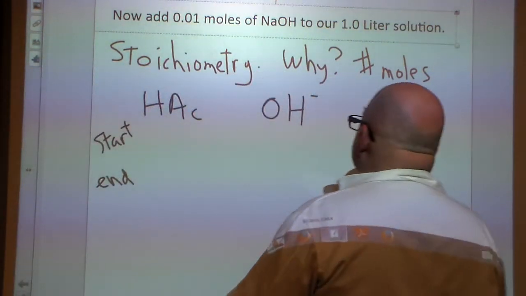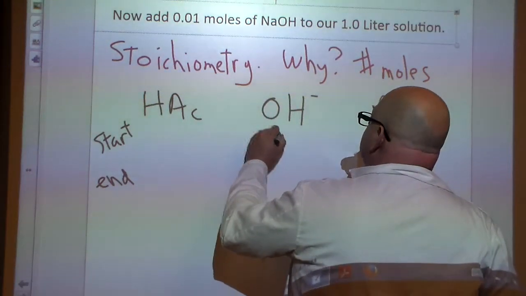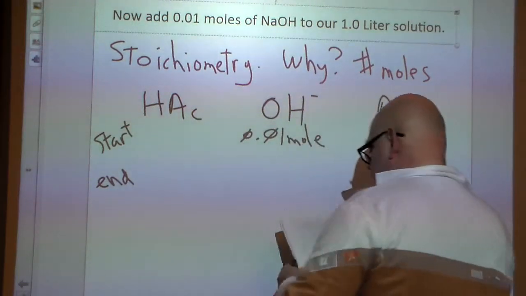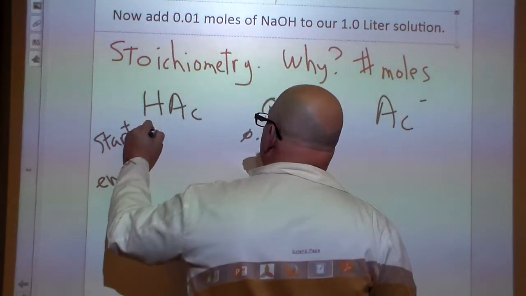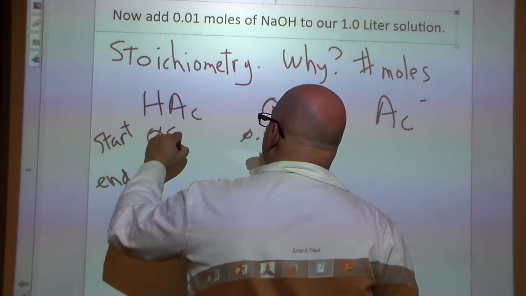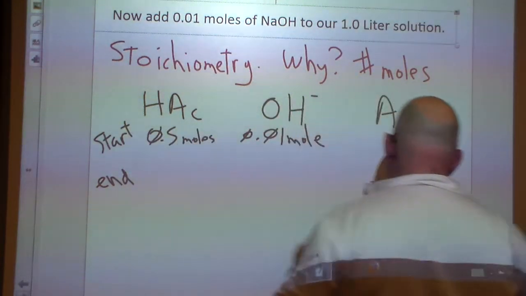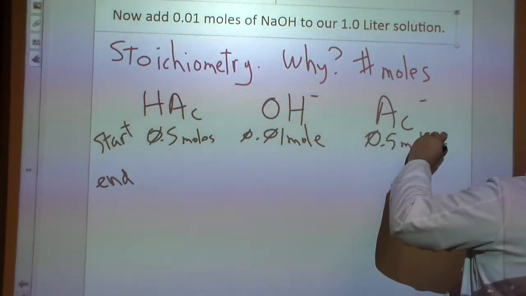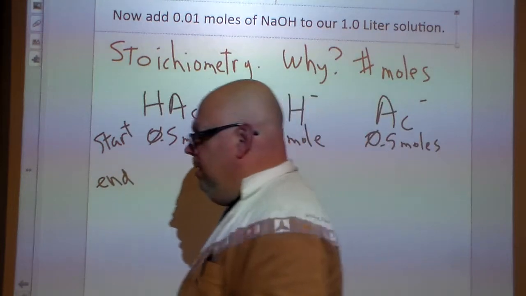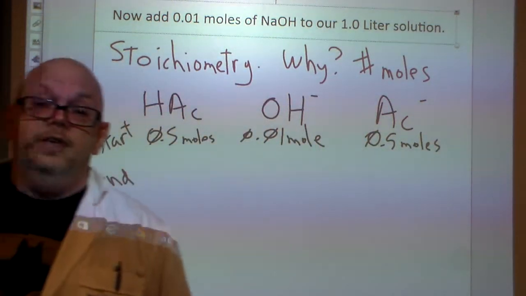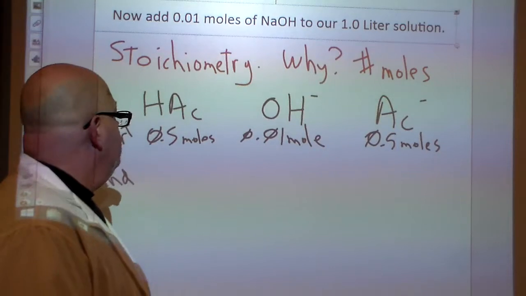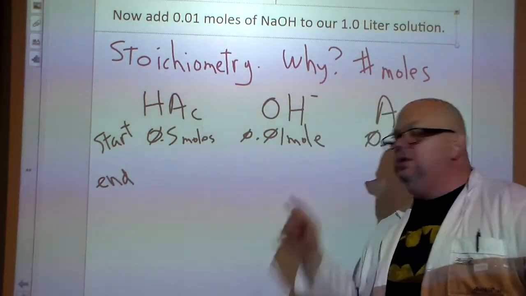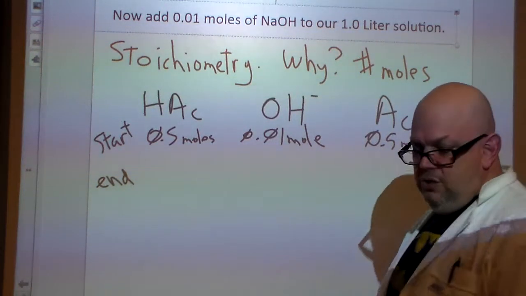So at start we have 0.01 moles of OH, over here we have 0.5 moles, and over here, by virtue, we have 0.5 moles. So this is what we're starting with. Now remember, it is in fact a 1 liter solution, so that just makes the moles easier. When they say do the stoichiometry, this is what they're talking about.